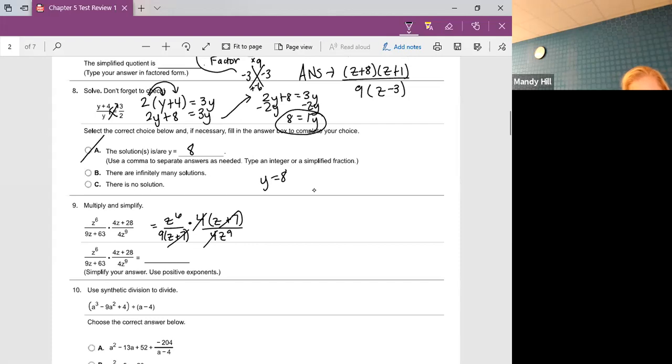I'm seeing that I've got z to the 6th and z to the 9th, which means the z to the 9th would win. The bottom wins because there's more of them on the bottom. But I get to take away 6 of those, so that would end up being z to the 3rd. On the top, it looks like I have nothing. Everything's been marked out. I have to put a 1 there if everything gets marked out. And on the bottom, I'm left with 9 times z to the 3rd. Okay.